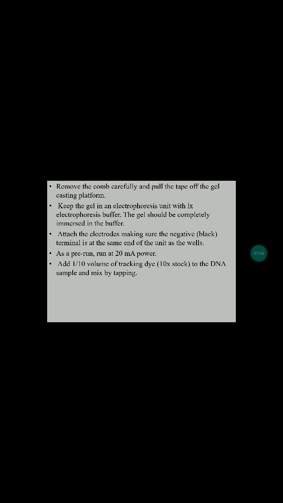Keep the gel in an electrophoresis unit with 1x electrophoresis buffer. The gel should be completely immersed in the buffer. Attach the electrodes, making sure the negative black terminal is at the same end of the unit as the wells. As a pre-run, run at 20 mA power. Add 1/10 volume of tracking dye 10x stock to the DNA sample and mix by tapping.